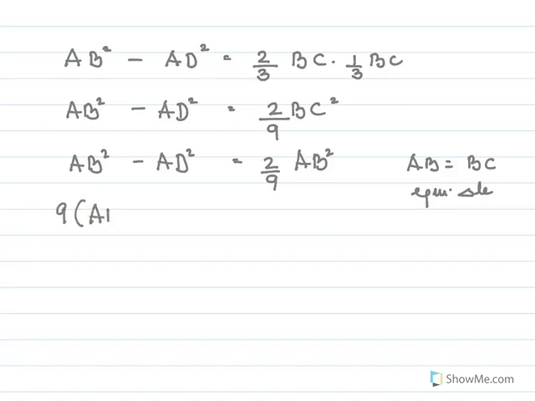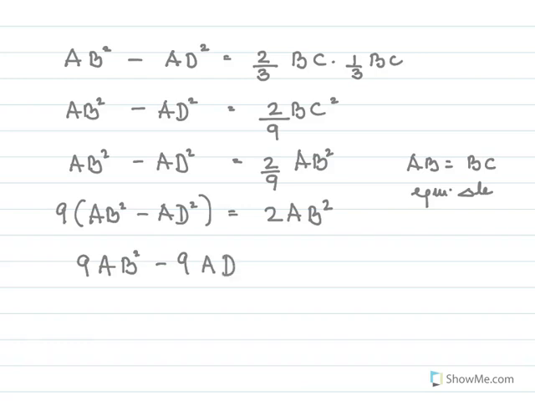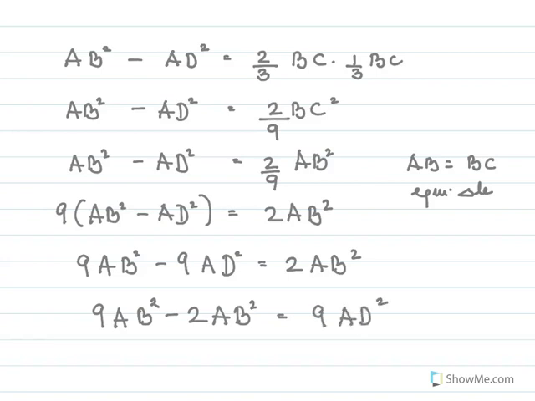Now I cross multiply, I get 9 AB square minus AD square equal to twice AB square. Open the bracket. 9AB square minus 9AD square is twice AB square. I take all the AB terms together, so 9AB square minus twice AB square equal to minus 9AD square plus 9AD square. So 7AB square equal to 9AD square, and I proved it.